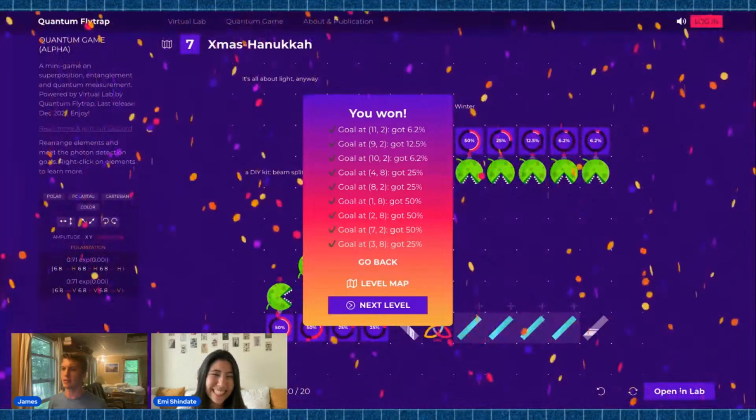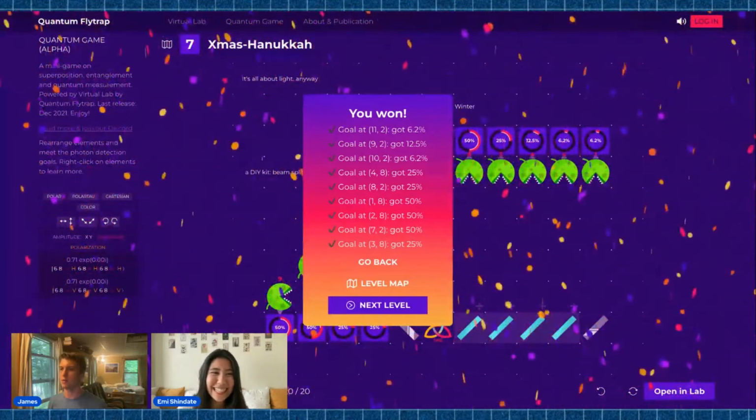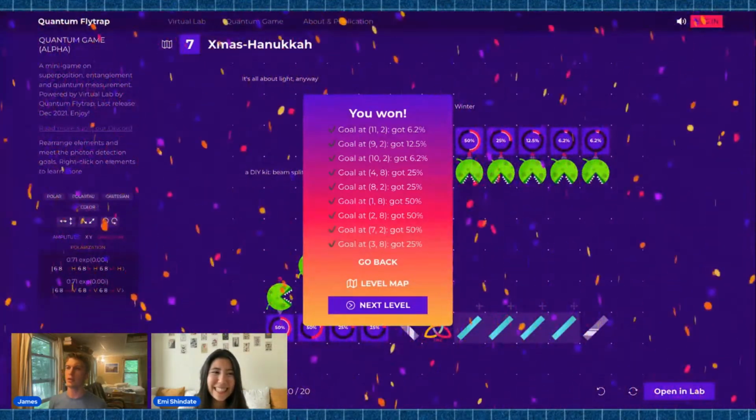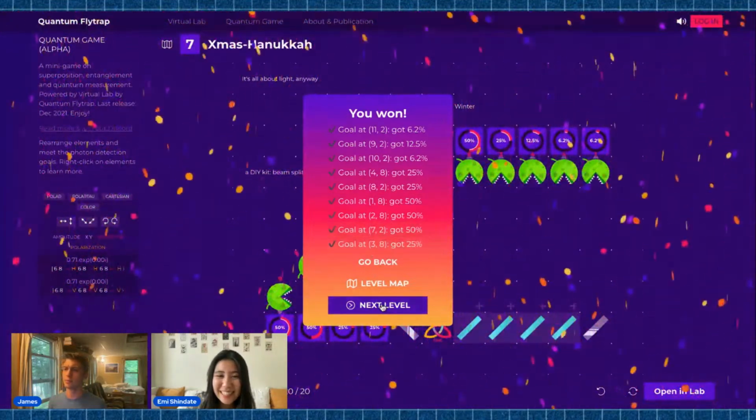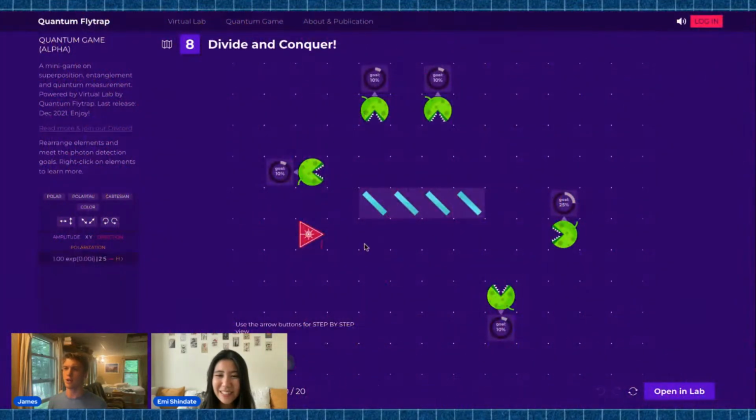I think this is the most confusing level. No, it is. It's confusing. Hard to visualize. Yeah. Okay. We made it. Cool. Divide and conquer.